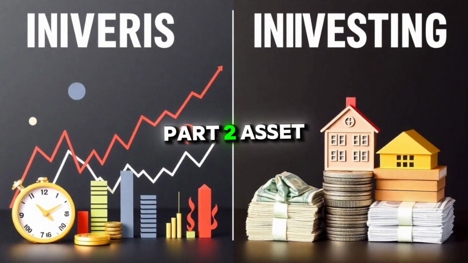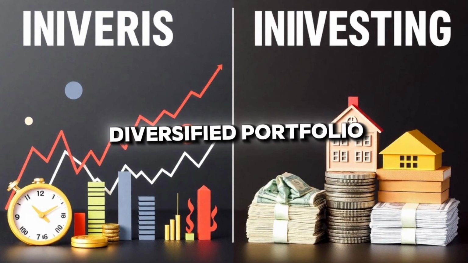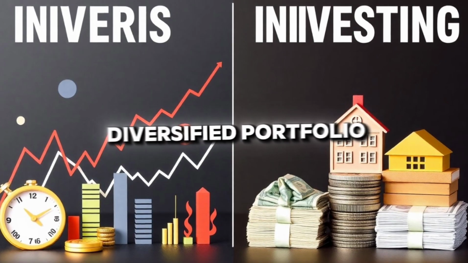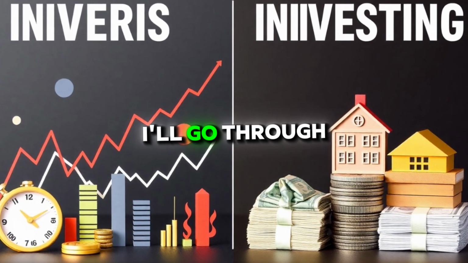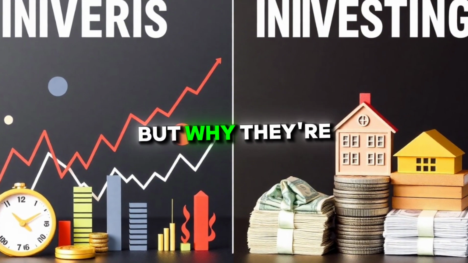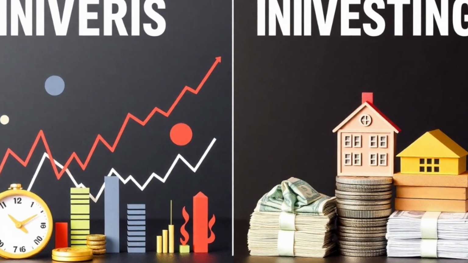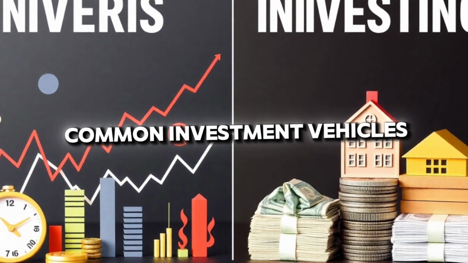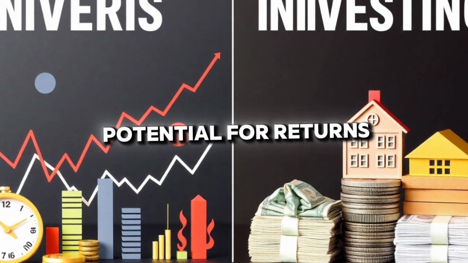Part 2. Asset classes in a diversified portfolio. Let's break down the different asset classes you can use to build a diversified portfolio. I'll go through each asset type in detail so you understand not just what they are, but why they're important for diversification. Stocks, equities. Stocks are one of the most common investment vehicles and offer high potential for returns.